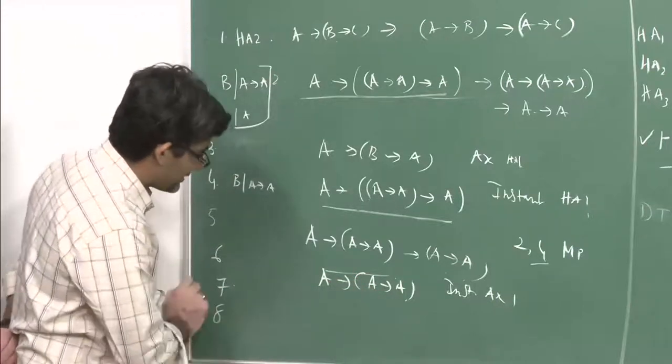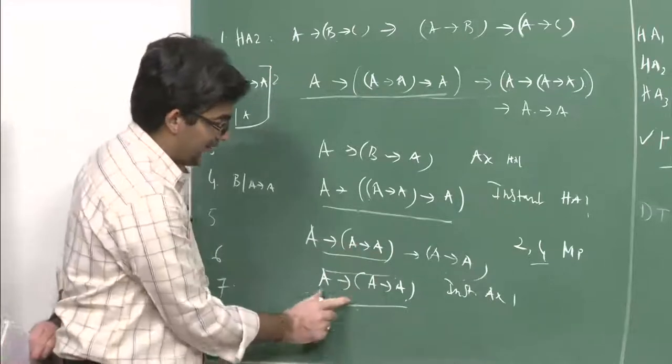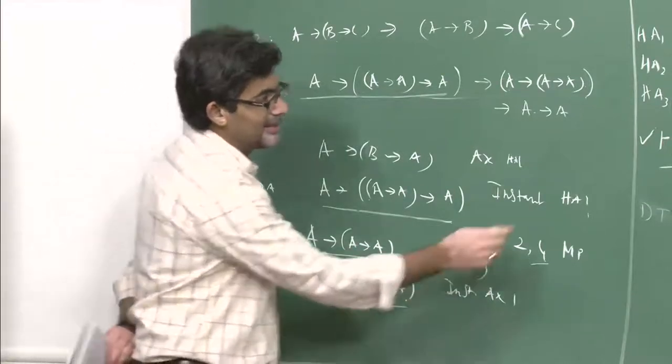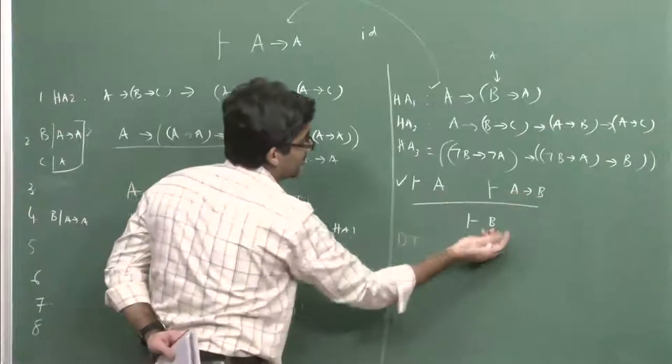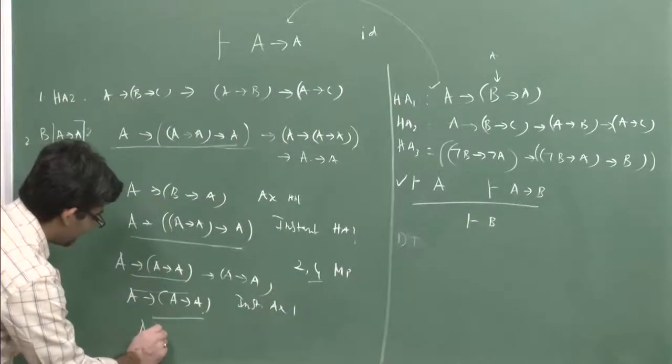So now under the eighth step, these two are the same, A implies A implies A and A implies A implies A. This is like X and X implies Y, so you will get Y. So now in the eighth step you will get A.